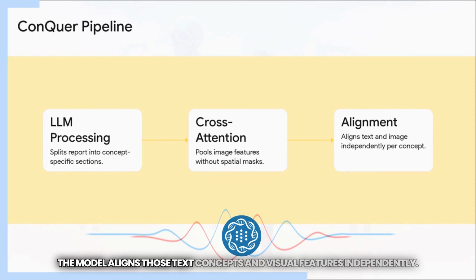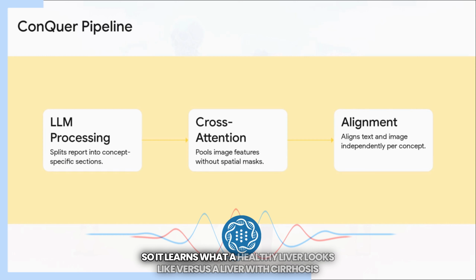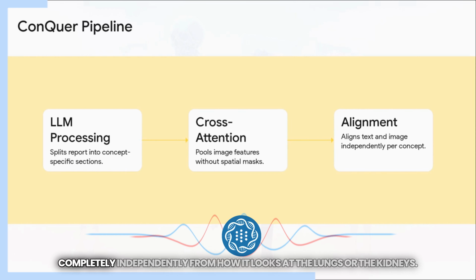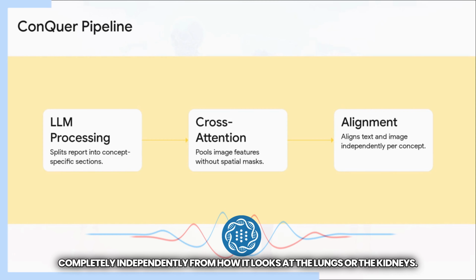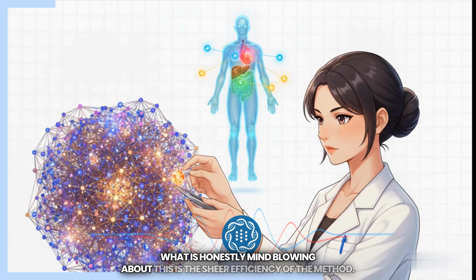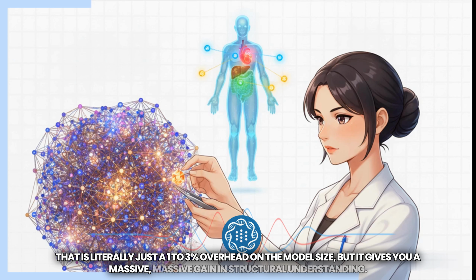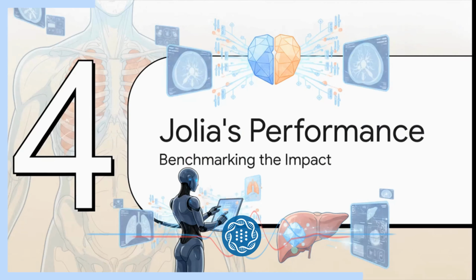The model aligns those text concepts and visual features independently, so it learns what a healthy liver looks like versus a liver with cirrhosis, completely independently from how it looks at the lungs or the kidneys. What is honestly mind-blowing about this is the sheer efficiency of the method. Zero spatial supervision is required. Absolutely none. These cross-attention queries learn to find the organs entirely on their own, requiring zero human-drawn spatial bounding boxes. And if you look at the computational cost, adding these concept queries only adds about 0.6 million parameters. That is literally just a 1 to 3% overhead on the model size, but it gives you a massive, massive gain in structural understanding.